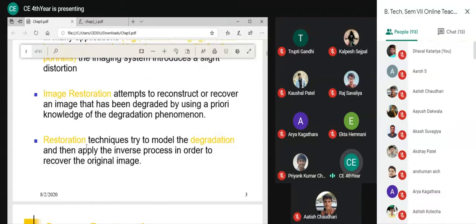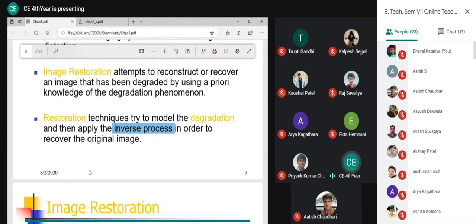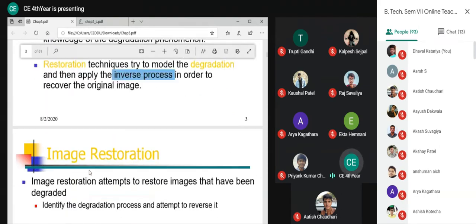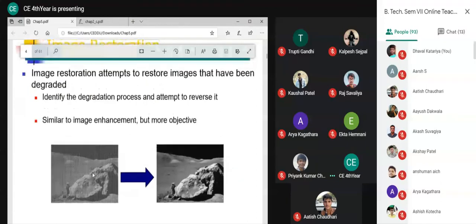So now how to obtain it? We have to undo. I have to apply the inverse process. That is, I have to undo the impact of whatever I have modeled, however I have modeled my degradation. All the processes I will do in reverse. I will apply the reverse process, and I will get that restoration. So this is possible. You will learn how to obtain this in the fourth chapter. But this is possible.